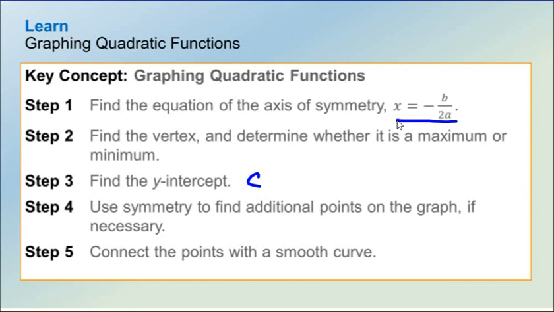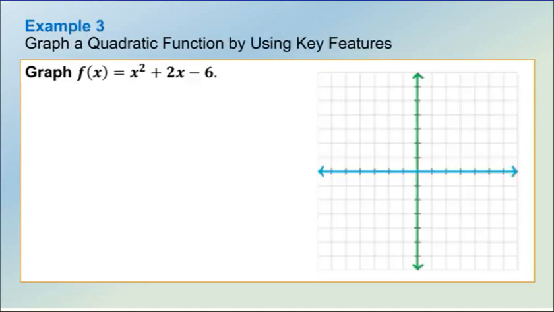So I would just choose one point on the side of the axis of symmetry, plug that into the equation to find your y coordinate. And then your last step, step 5, would be to connect the points with a smooth curve. So an example here, find the axis of symmetry. I use the formula -b divided by 2a. Here's my a, which is 1, b, which is 2, and c, which is -6.